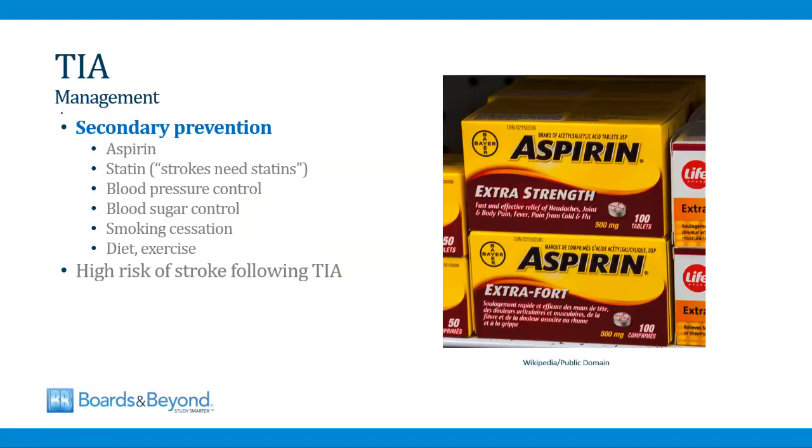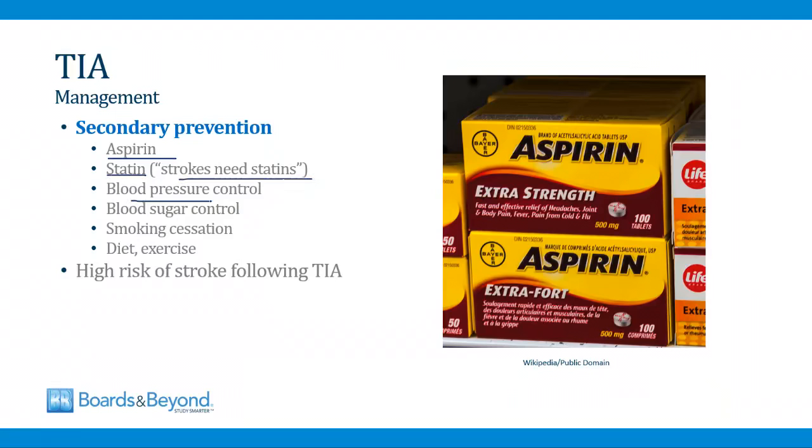So a patient who has a TIA no longer has any neurologic symptoms because the symptoms resolved within 24 hours. That's the definition of TIA. So your goal in these patients is to prevent a stroke because they're at very high risk of stroke. So how do you do that? Well, this is done through secondary prevention. The mainstay is aspirin and statins, and some people use the mnemonic to remember this: strokes need statins.